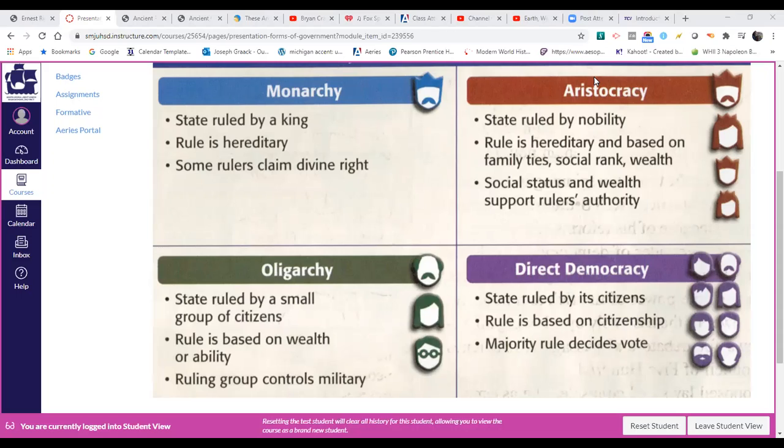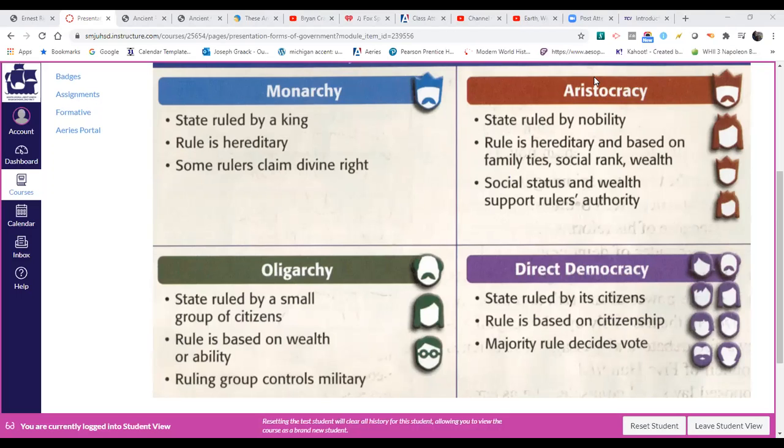An oligarchy is a state ruled by a small group of citizens, rules based on wealth or ability, and generally the ruling group controls the military. These would be your fascist states like Germany and Italy in World War II. I feel like a couple other examples that we can go through.